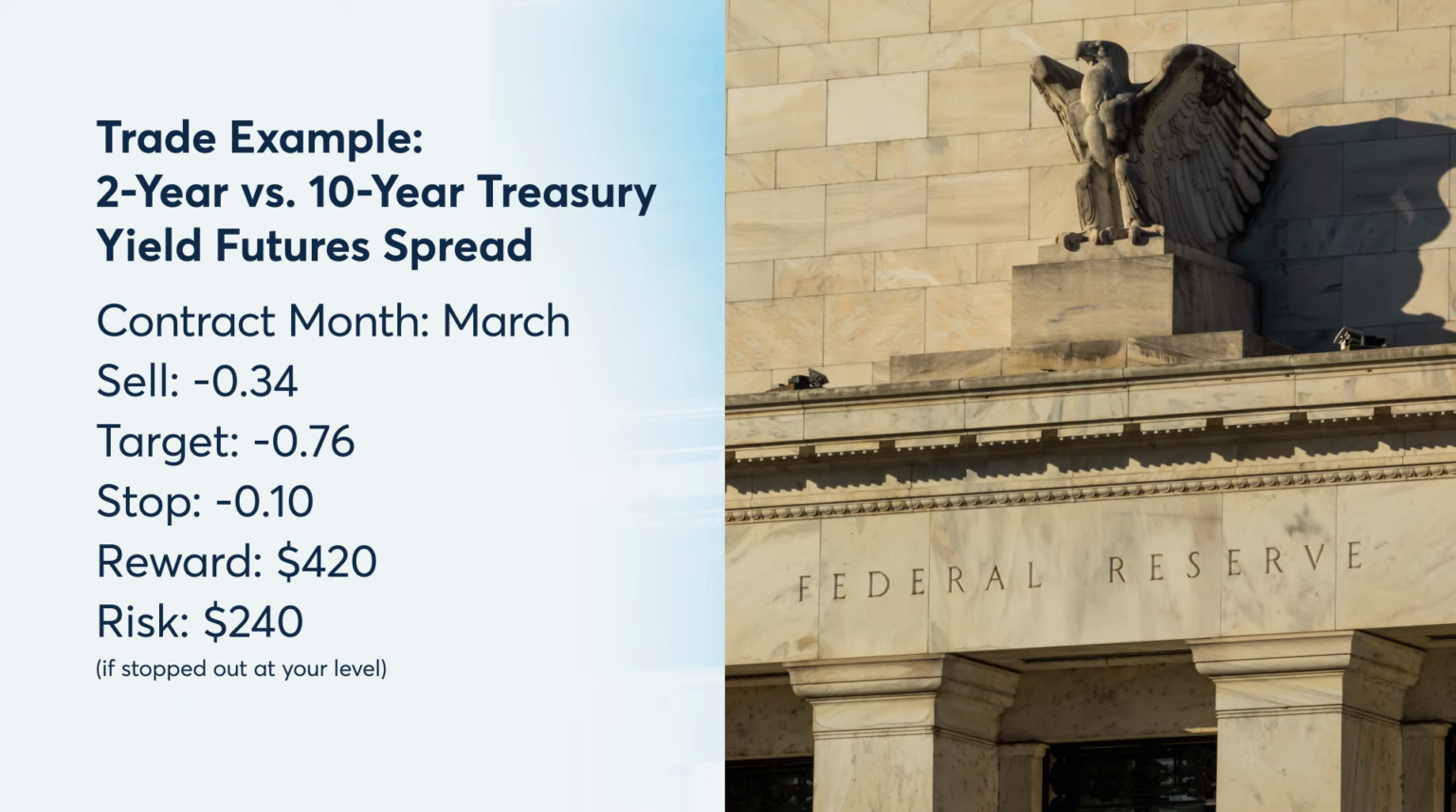Now, if a trader believes that the curve could further invert from here, they could express that by selling the March 10-year versus 2-year spread contract at -0.34 and target a move to the September lows of -0.76. A stop for this trade could be placed above at -0.10. This trade can make $420 if the target is reached and risks $240 if you're stopped out of your level.